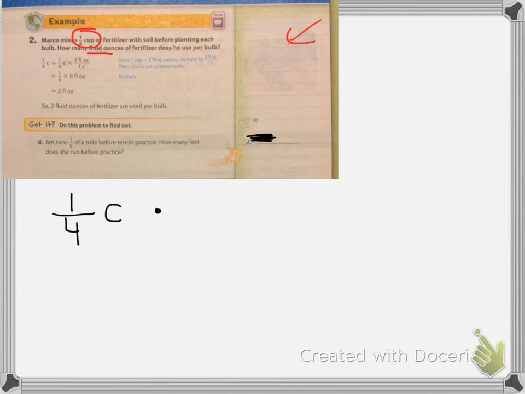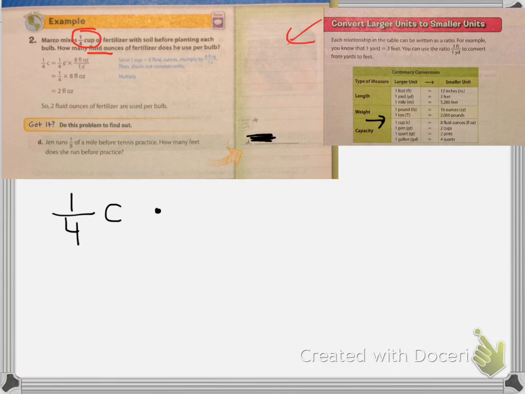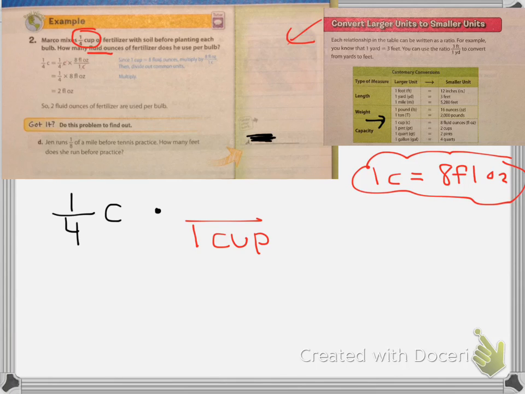Let me go ahead and get that back in here. All right, so it's kind of small, but you can see here that 1 cup is going to be equal to 8 fluid ounces. So 1 cup equals 8 fluid ounces. Put that in a bubble off to the side. Now we've got cups on top, so let's put cups on the bottom here. 1 cup is equal to 8 fluid ounces.